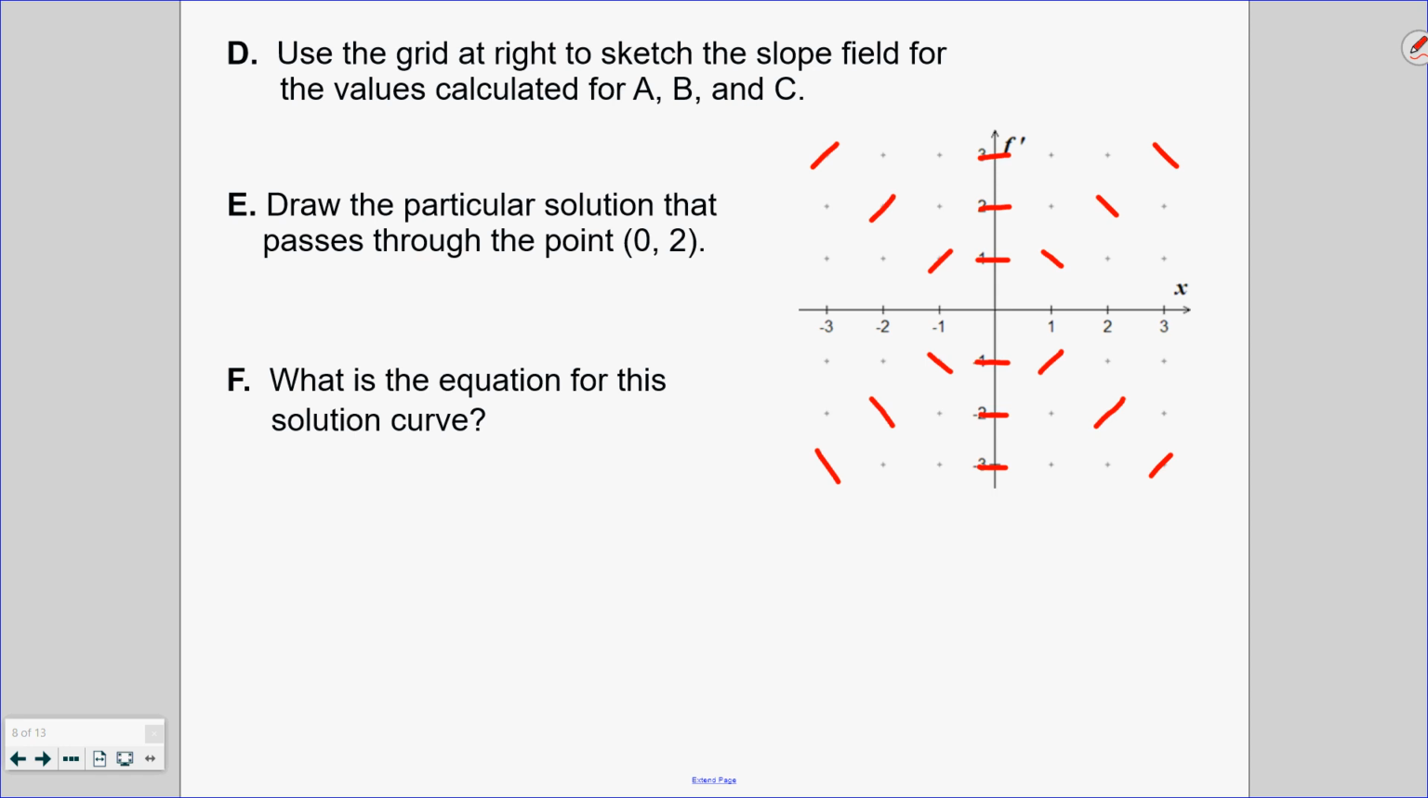So let's just fill in a couple more values so that we end up with a little bit more in our slope field. When you do a slope field on the AP test, it's normally only about 6 or 9 at the very, very most that you have to fill in. You don't have to do very many of them. But I'm going to go ahead and fill in a couple more so we can sort of figure this out.